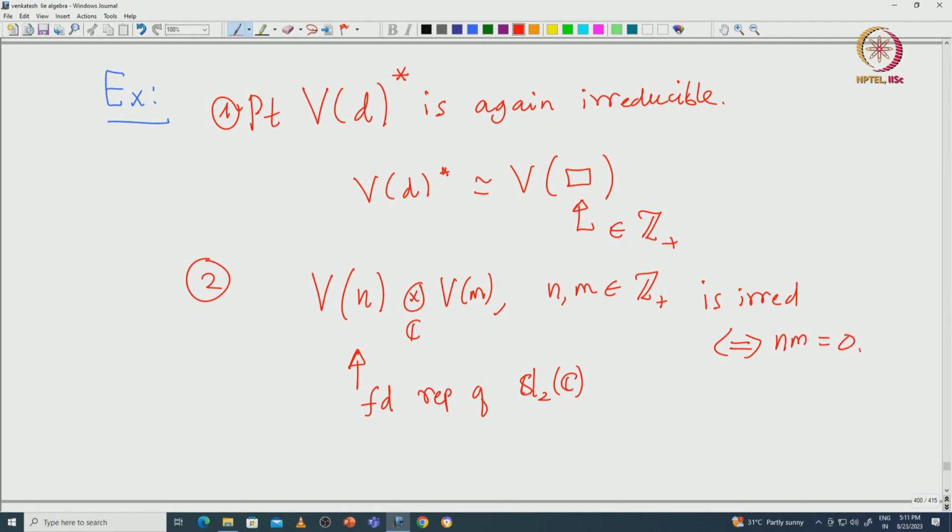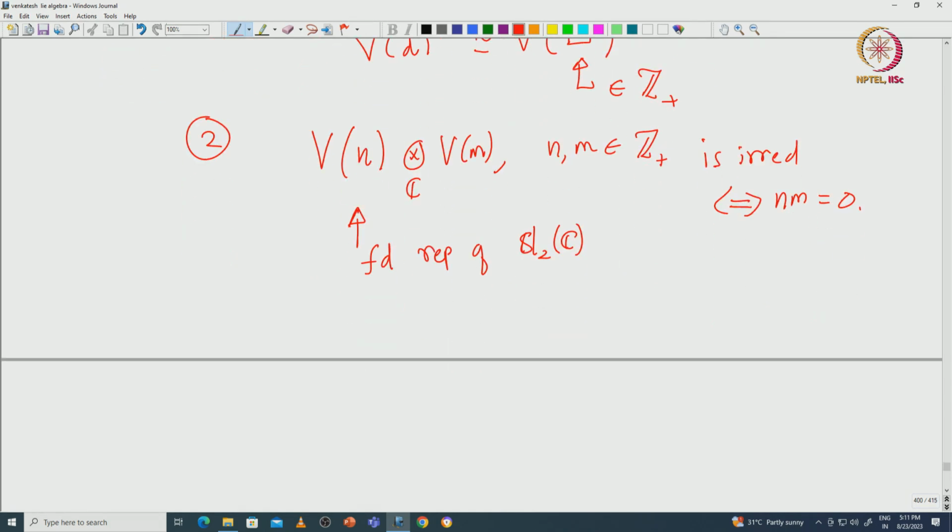Indeed, if you take n to be 0, then it corresponds to V_0, but the dimension of V_d will be d plus 1, so 0 plus 1. It is one dimensional. So, it is isomorphic to just the complex numbers, or the trivial module. If you take the trivial module tensor with V_m, you will get actually the same module. This is an inbuilt exercise.